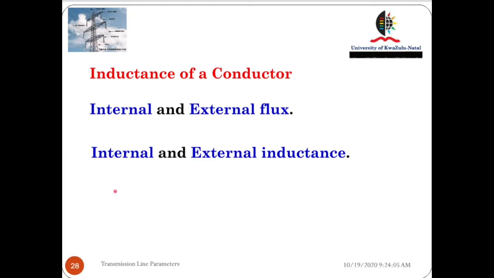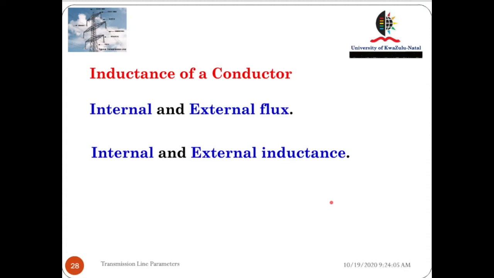So internal inductance can be denoted by capital L with suffix IN, and the external inductance can be L with suffix EX. The total of these two will give us the inductance of a conductor. So that's why we will add those two inductances, internal and external, to get the total inductance of a conductor per unit length. We need to again remember that it's per unit length, inductance per meter.